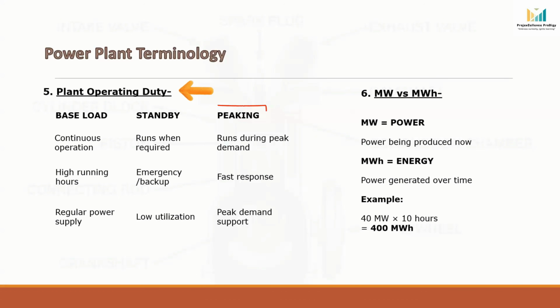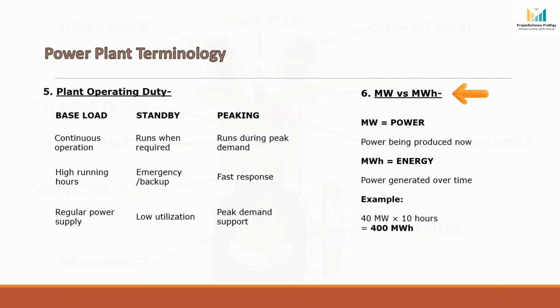The third one is the peaking power plant. A peaking plant operates when the electricity demand becomes temporarily very high. For example, suppose the normal grid demand is 500 megawatts, but during evening hours or peak hours, it increases to 540 megawatts. So in this case, our 45 megawatt engine power plant can be started to support this additional demand. Engine-based power plants are well suited for peaking duty because they can generally start quickly and respond to changes in power demand. Once the peak demand is over, the plant can reduce its load or simply shut down.